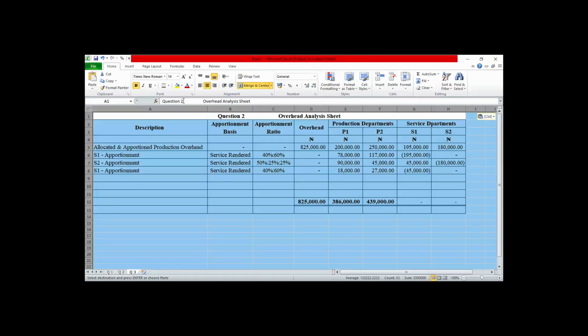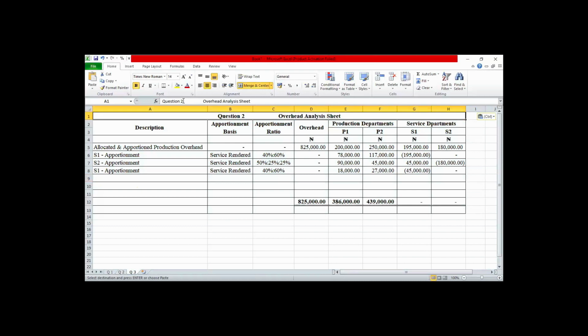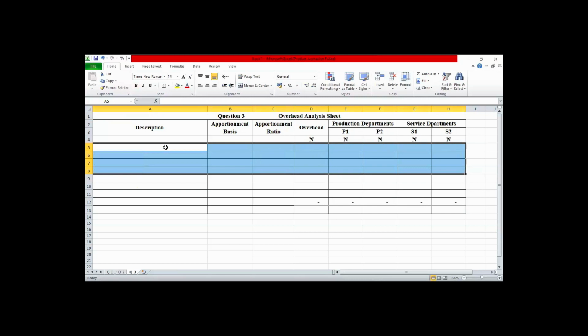I've copied question 2 down to the question 3 page. Let's work on it. Can somebody help us to read it? Yes, sir. How many departments do we have there? We have 3 departments. We have 2 departments, sorry.